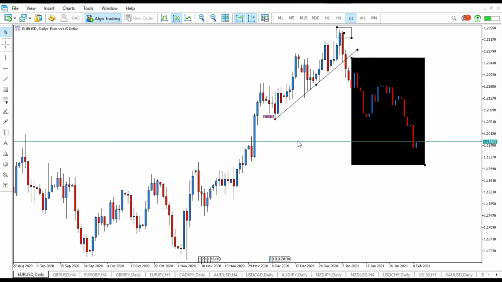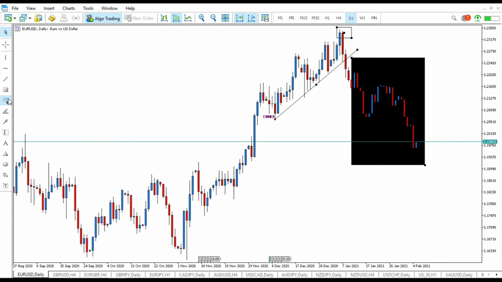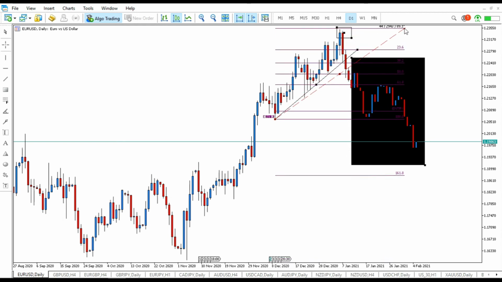So let me delete this. No Fibonacci. It's too small to delete, so I'm just going to leave that so I don't waste your time. So draw this all the way from here to here, and as you can see, it gives us this level right here. So let me drag that all the way to the front. So it gives us this level right here.